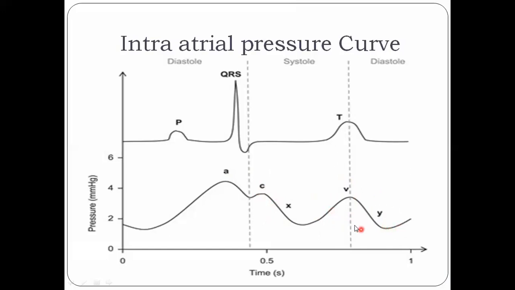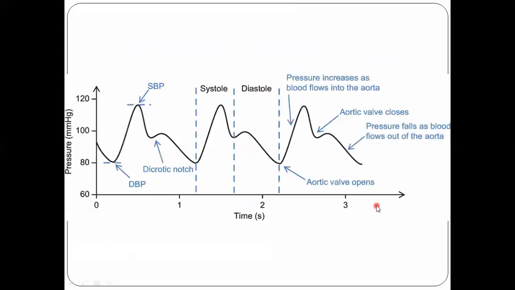What about this Y wave then? When the atrioventricular valve opens, the blood rushes from the atria into the ventricle. That causes a fall in intra-atrial pressure. So that results in the Y wave. So when they ask us about the jugular venous pulse or pressure, this is what we are supposed to draw, and we are supposed to explain each of these waves and why they are occurring.